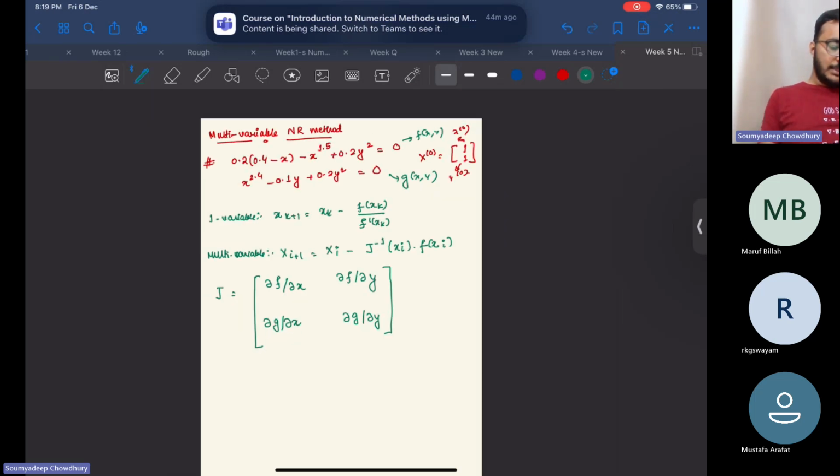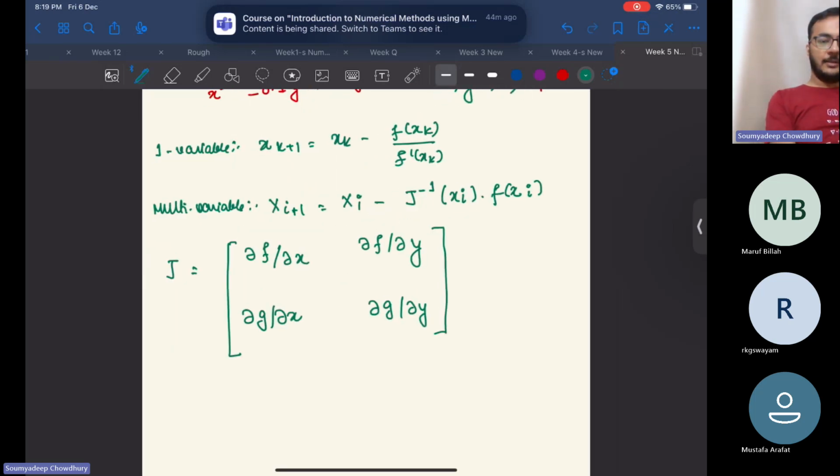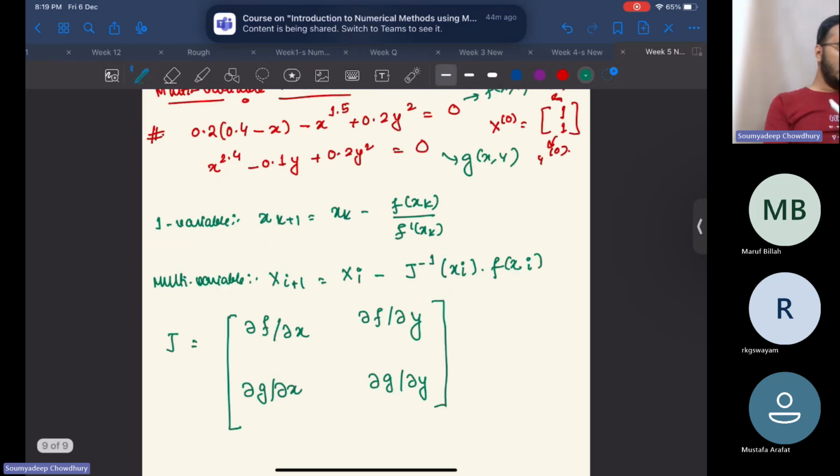So now we will see, this is the general standard format of the Jacobian for a 2 cross 2 matrix. If you have 3 cross 3, you will have another 3 cross 3 matrix. In the first row you will have dou f by dou x, dou f by dou y, then dou f by dou z. Similarly, dou g by dou x, dou g by dou y, dou g by dou z. Then you have the third function, dou h by dou x, dou h by dou y, dou h by dou z. So that will be a Jacobian matrix.